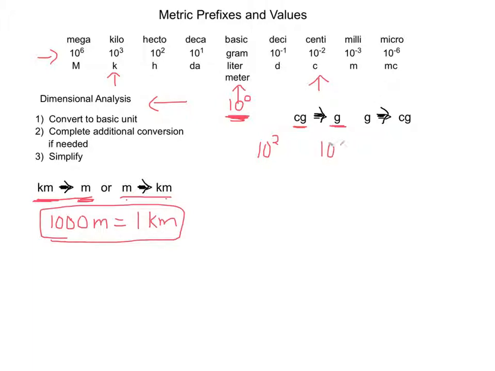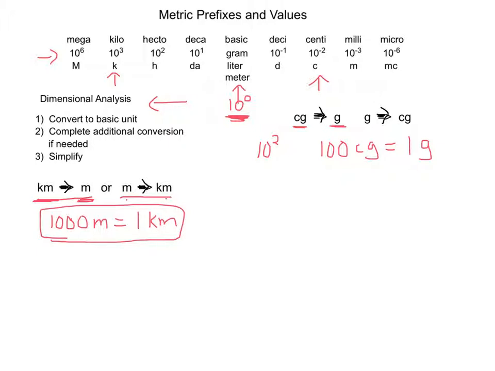So 100 of what will equal 1 of what? Remember, if I'm moving from the right to the left, it takes more of the smaller quantities, which the centigram would be my smaller quantity, to make the basic gram. So I'm moving right to left. Therefore, I would need to have 100 centigrams to equal 1 gram.